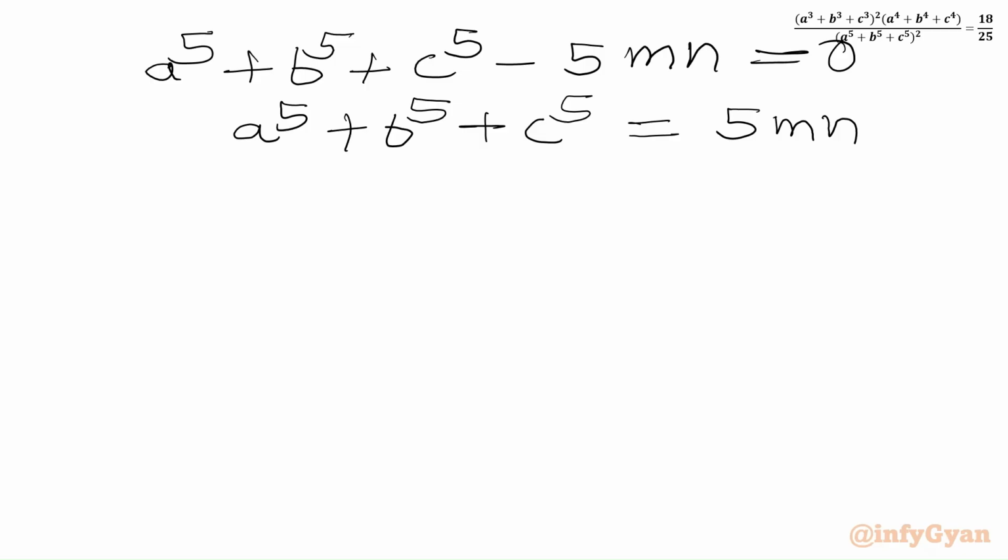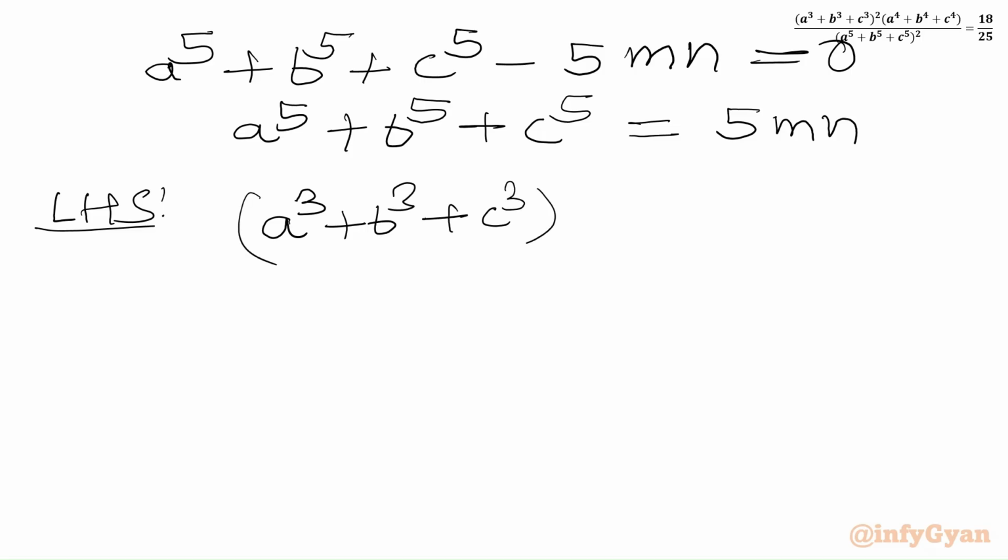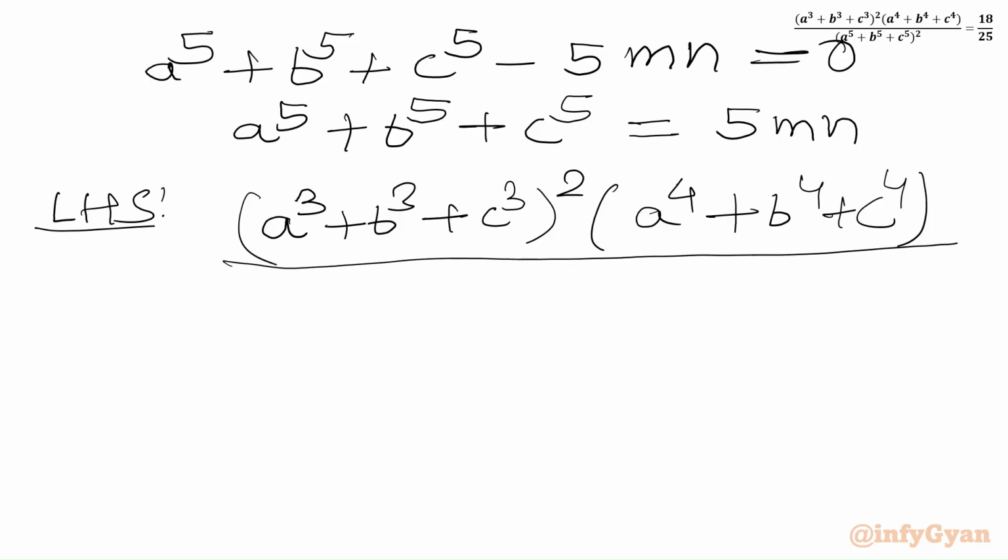Now we have to prove that. So I will consider LHS. I will write the LHS expression once. This was a cube plus b cube plus c cube whole square, then we have a power 4 plus b power 4 plus c power 4. Denominator is a power 5 plus b power 5 plus c power 5 whole square. Now we have to apply all the values.